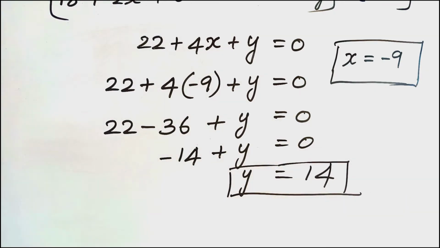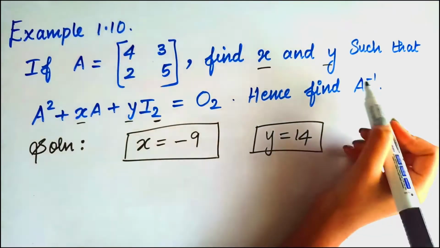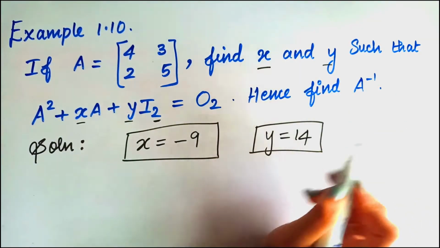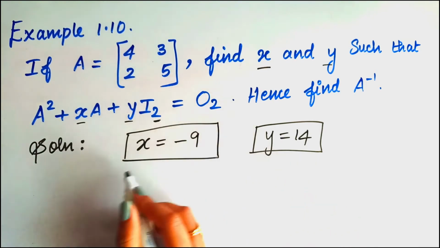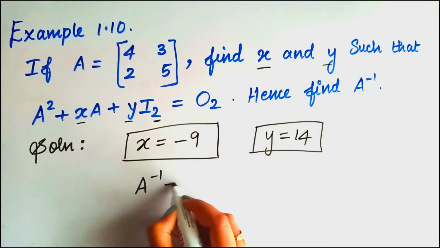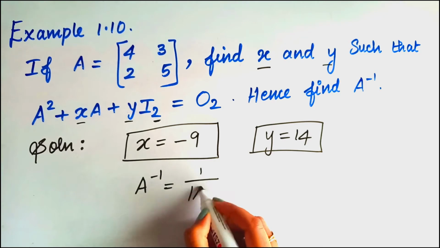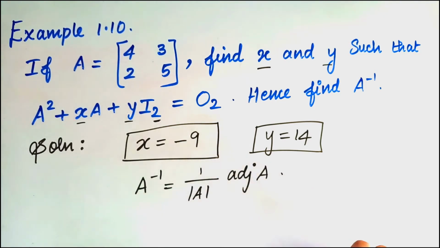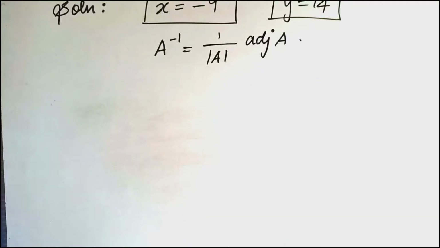So the second thing we have to find is A inverse. So here the next thing we have to find is A inverse. So we already know the formula of A inverse, right? So the formula of A inverse is equal to 1 divided by determinant of A into adjoint of A. So this is the formula for A inverse. For that, first let's find the determinant of A.